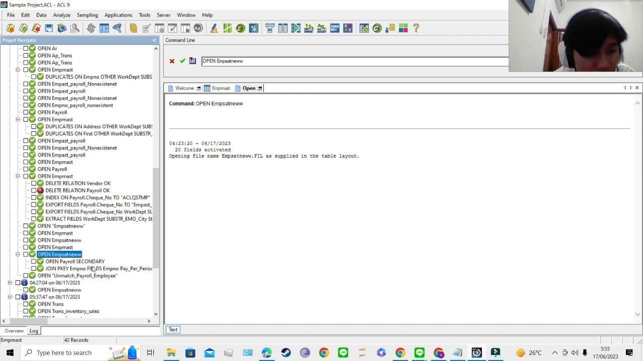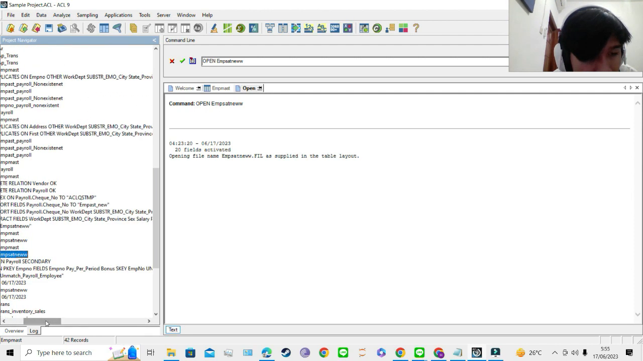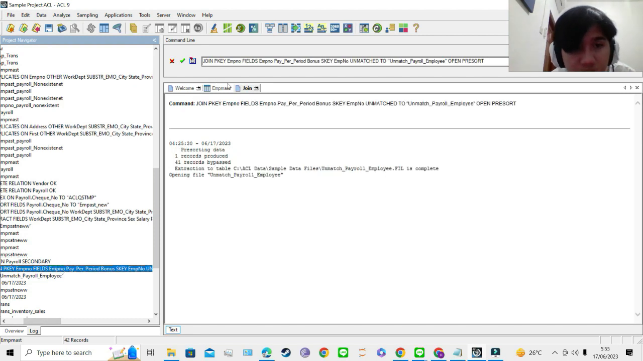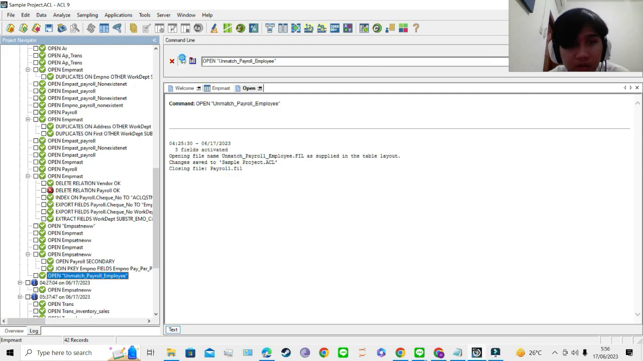Yeah, okay. So basically, as we can see from this comment, we join the employee numbers as primary key and secondary keys and we include pay period, and we set it to unmatched to find if there are some non-existent employees, and the result is in this table.